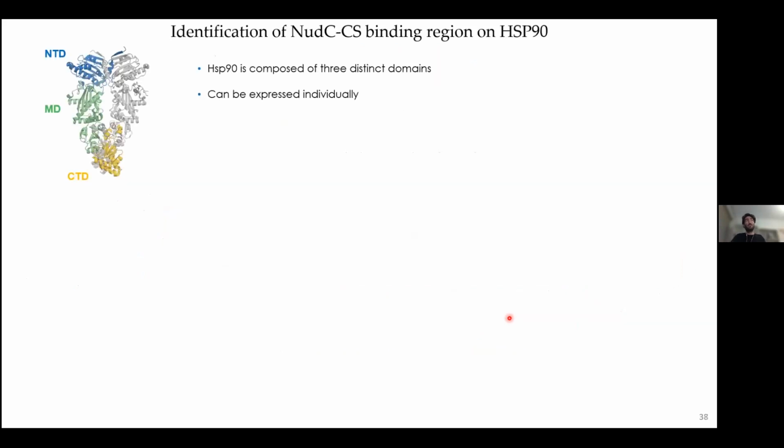So Hsp90 is a very large protein, around 170 kilodaltons, so we cannot work with it by NMR directly for binding, because it will just quench all our NMR signal and we will not be able to record anything. But fortunately, Hsp90 is composed of 3 separate domains that can be expressed separately. So we can express those domains individually, and we can try their interaction with the C-terminus of Hsp90.